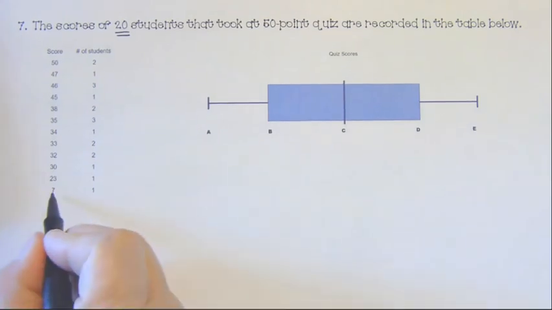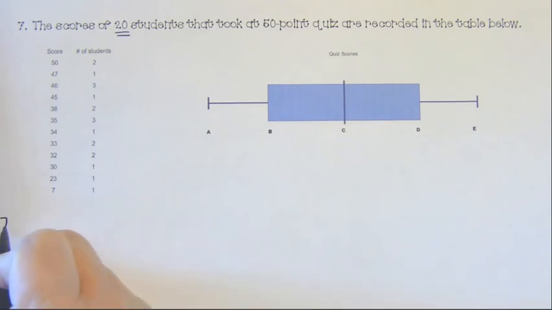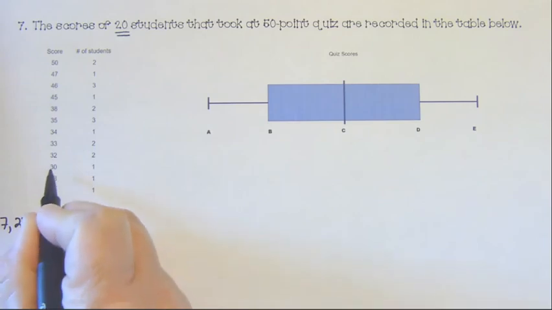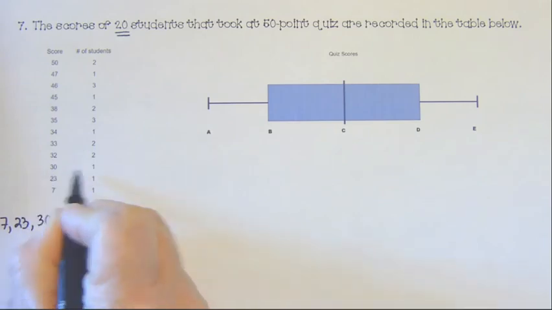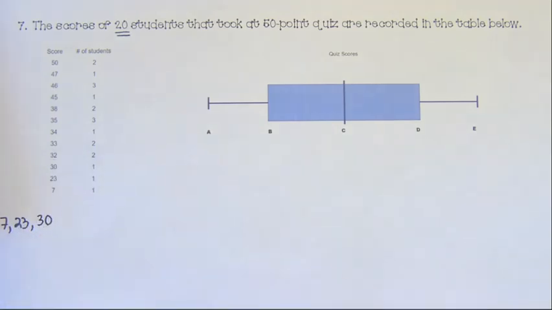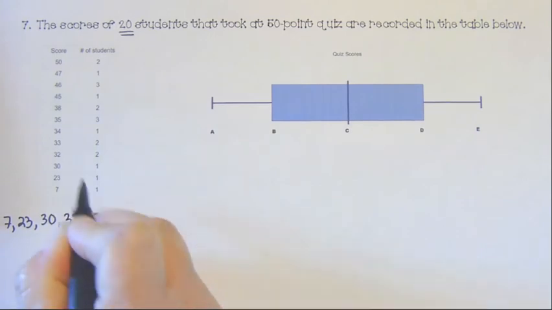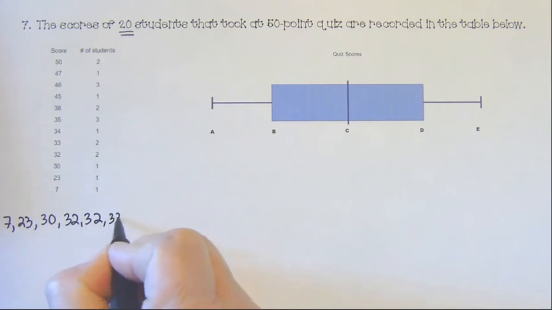The smallest number is a 7, and I'm only going to write that one time. And then there's a 23. I'm going to write that one time. Then a 30. I'm going to write that once. I'm going to write 32 twice because there's 2 32s. I'm going to continue on with this pattern, 2 33s.